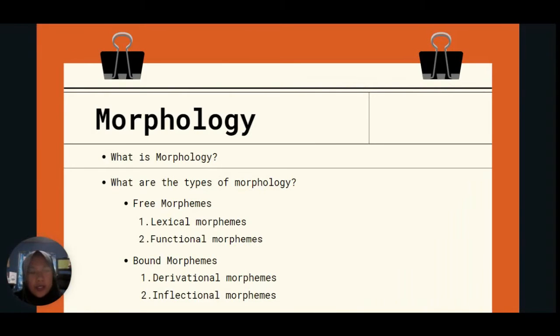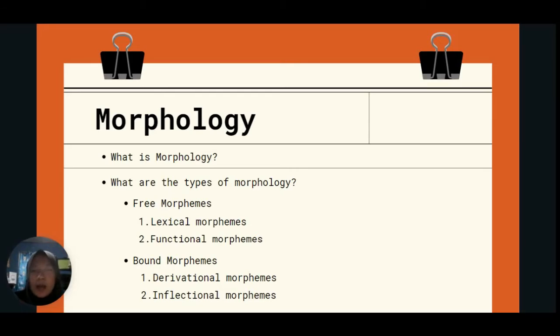So what is morphology? Morphology is the study of morphemes, the smallest units of the language that carry meaning. Morphemes are divided into two types, namely free morphemes and bound morphemes. Free morphemes are morphemes that can stand alone as words without being attached to other morphemes. Free morphemes are divided into two, namely lexical morphemes and functional morphemes.